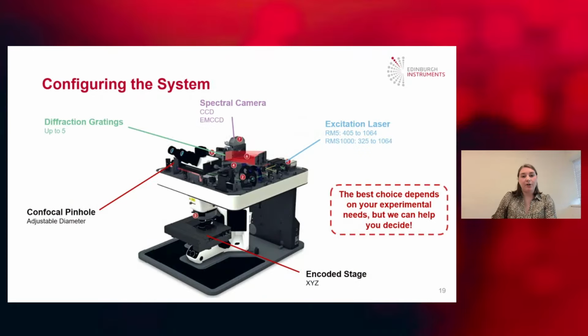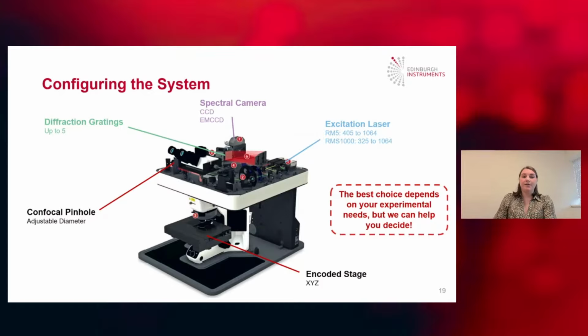Firstly, as I mentioned, it can hold up to 3 lasers, going from 405 to 1064. It has an encoded stage allowing for mapping in X, Y, and Z, and this can be coupled with either a custom or a home-built electrochemical cell. Both of our systems are truly confocal, so have an adjustable pinhole to control spatial resolution. It can hold up to 5 diffraction gratings, giving you that control over spectral resolution, and that will cover the range of lasers that you might have in the system.